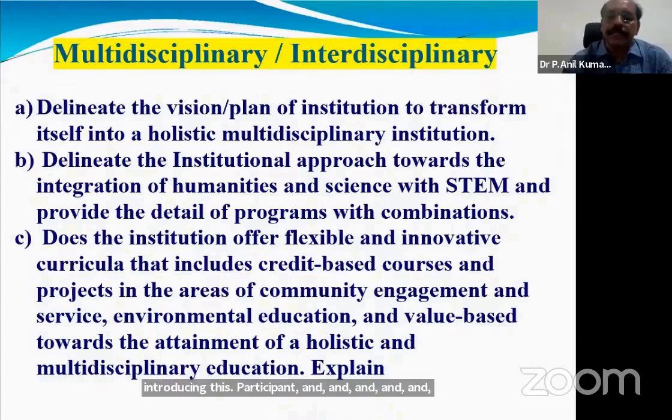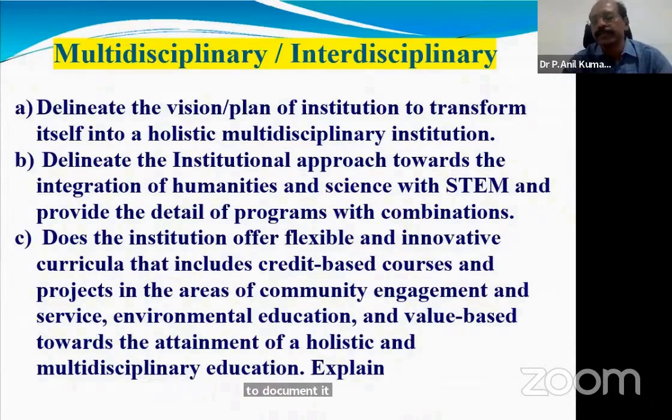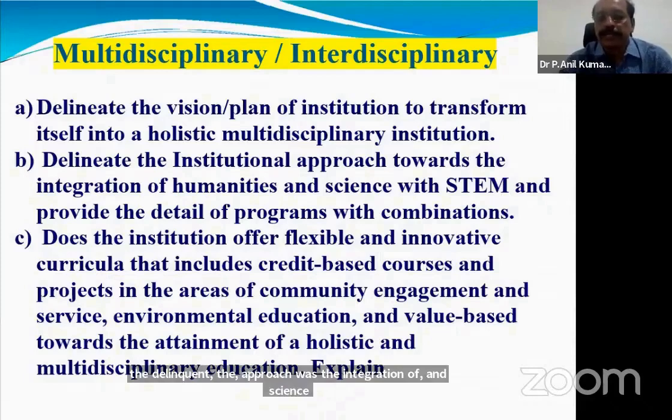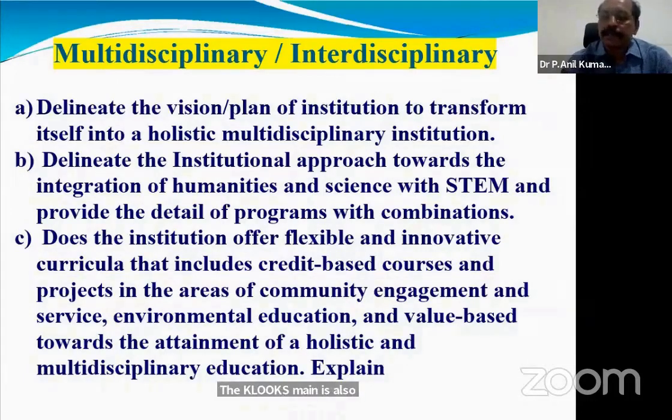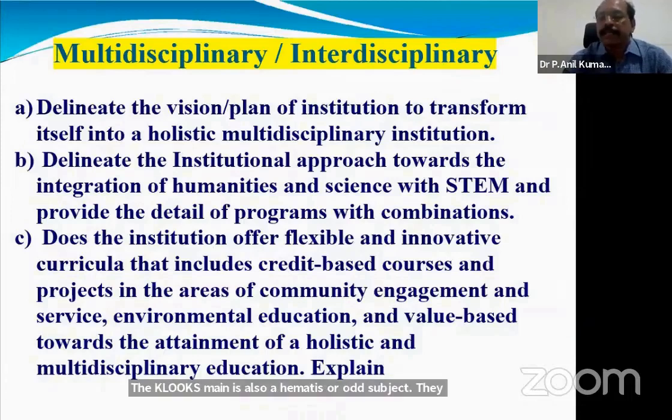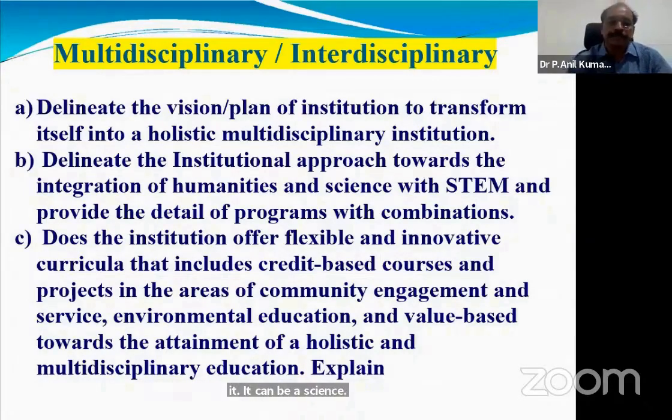But you have to visualize that every college has to have a vision and plan of the institution, that is, the IDP also you have to prepare and document, and delineate the institutional approach towards the integration of humanities and science with STEM. That is nothing but interdisciplinary or multidisciplinary. So, for example, if you are introducing economics as a major, which is a humanities or arts subject, you also have to integrate a science subject, which is called multidisciplinary and interdisciplinary. It can be a science, it can be mathematics, it can be any other science-related group, that is called STEM.